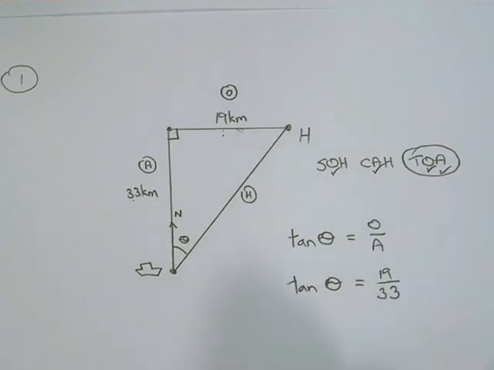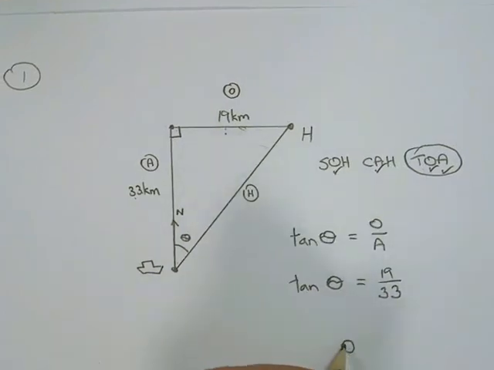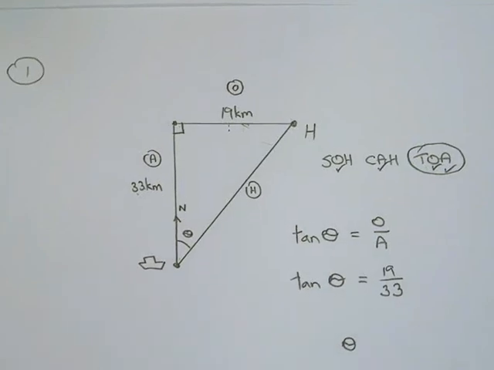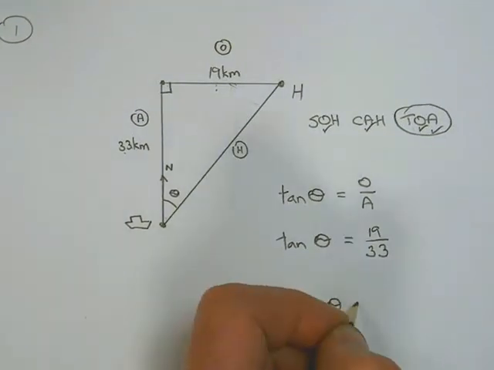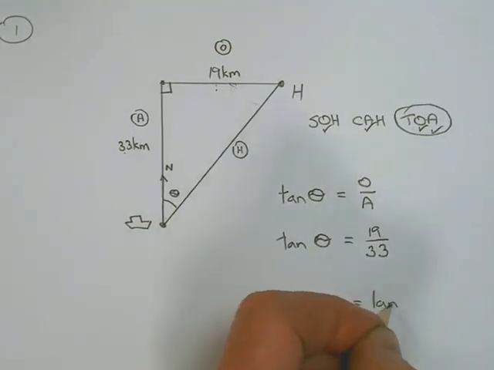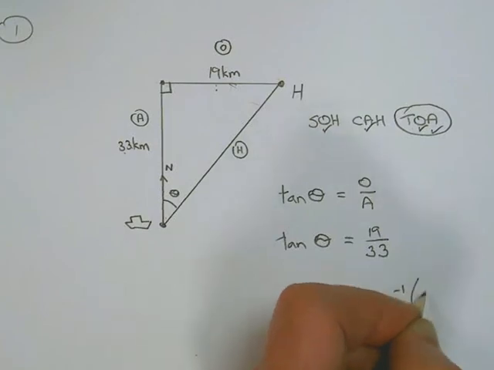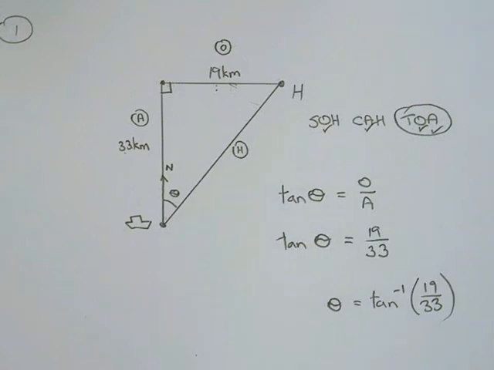And now just to finish it off, to work out what theta is, we have to do the inverse tan of that fraction. And you can put that into your calculator and work out the answer. And that will give you an answer in degrees, and it asks in the question to round it to the nearest degree, so make sure that's given to the nearest whole number. So hopefully that will help you with question 1.